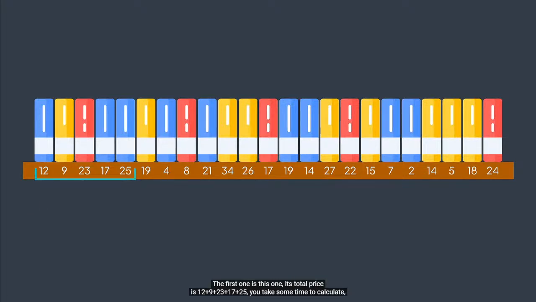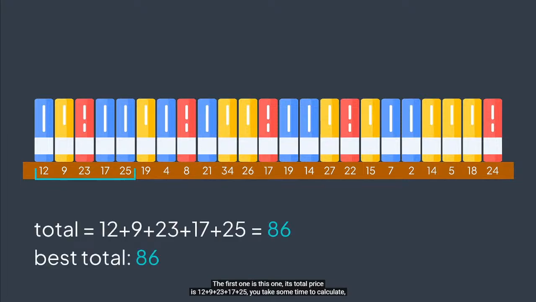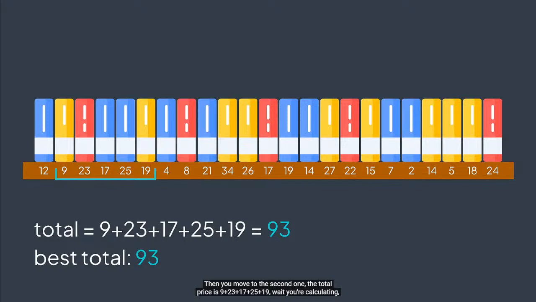The first one is this one. Its total price is 12 plus 9 plus 23 plus 17 plus 25. You take some time to calculate, you find 86. Then you move to the second one. The total price is 9 plus 23 plus 17 plus 25 plus 19. After calculating, you find 93, a better total price.